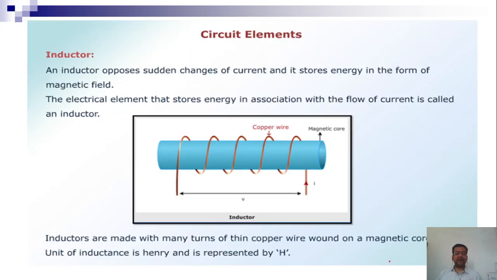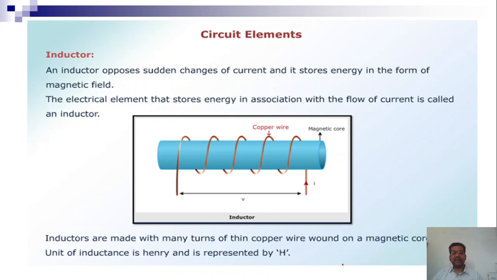Coming to the other element, what is that other element? Inductor. If you take any wire and turn or twist it, we can call it a basic inductor. What is an inductor? Inductor is nothing but if you take one wire and make it into turns, just make it into rounds by turning it, we can call it a coil. It is a basic inductor.